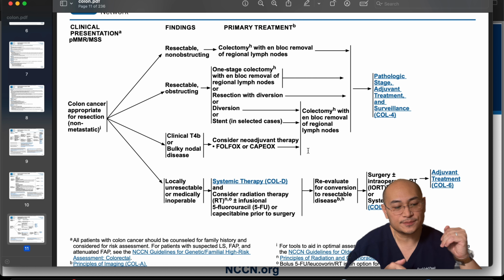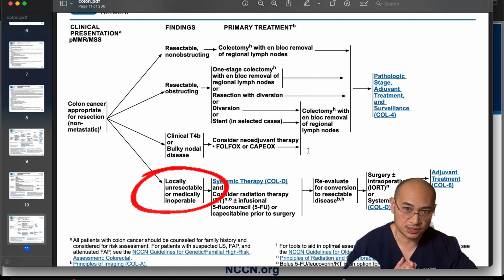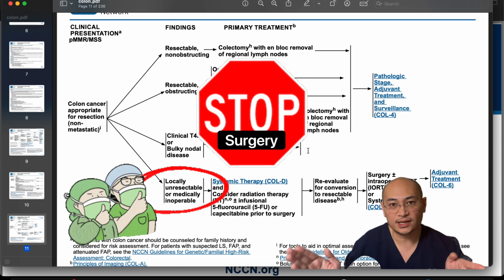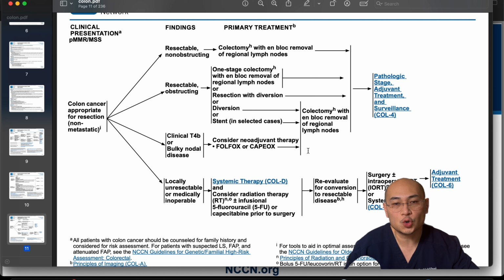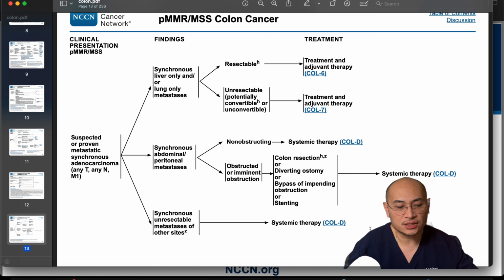Lastly, on this aspect, we talk about locally unresectable or medically inoperable disease. This one, we don't do any form of surgery, and this is more towards control of the disease to limit progression. And this next algorithm mostly talks about the different types of treatment for those with metastatic disease.